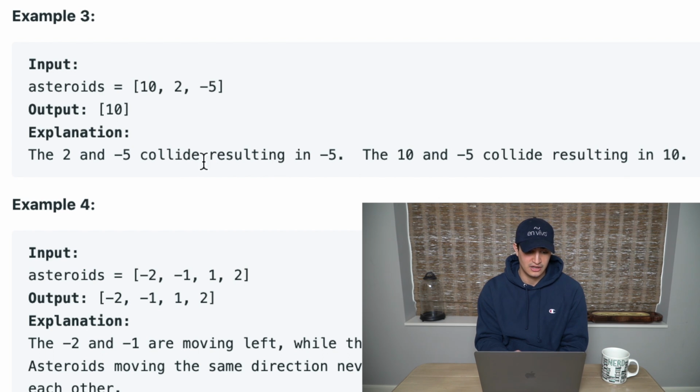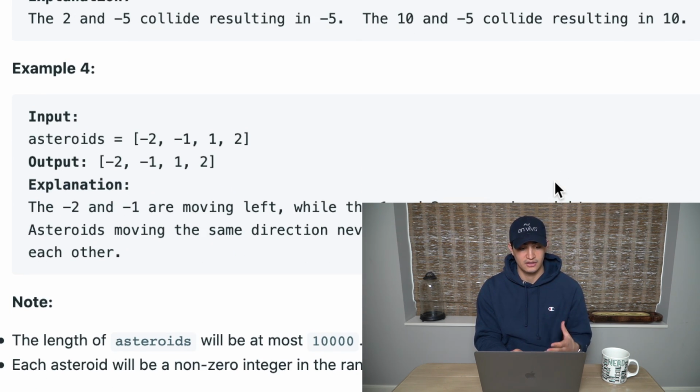So it tells us that 2 and -5 collide, resulting in -5. Then the 10 and -5 collide, resulting in 10. So that's why 10 is our output for example 3.